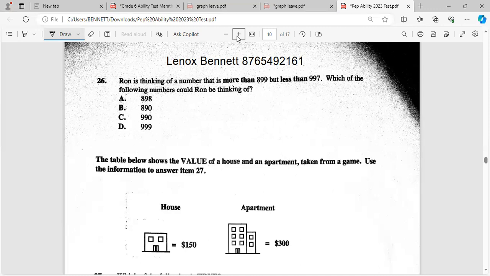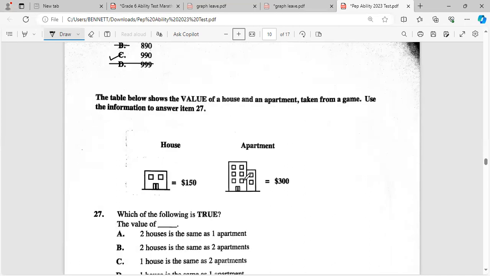Alright, so the number must be more than 899. 899 is the highest number in the 800s, right? So we can eliminate these. Anything in the 800s makes no sense because it's not greater. Alright, but it must be less than 997. Now 999 is the greatest. So yeah, I agree. Everybody agree with that one? Oh, yes, sir, we do. Yes, sir. We all do, sir.